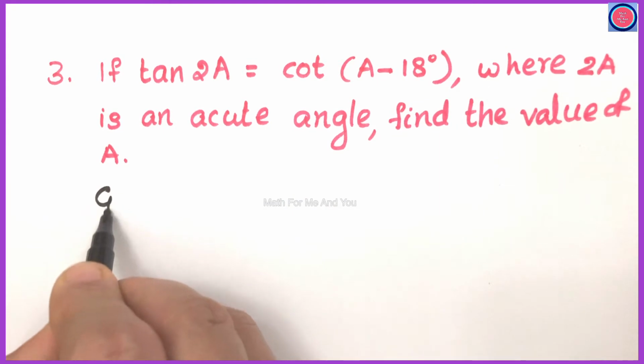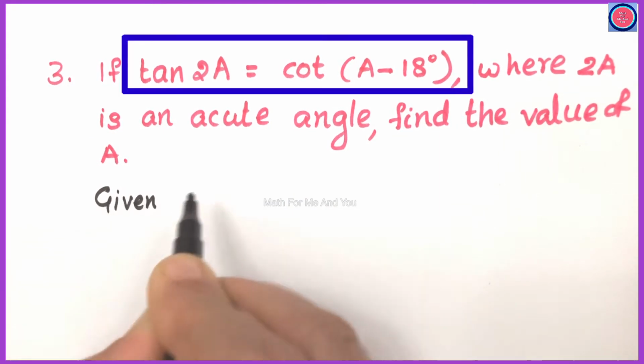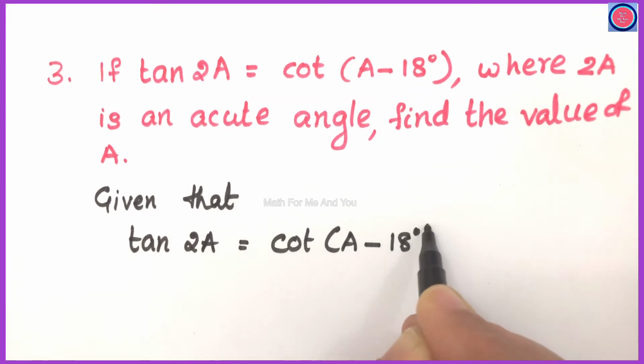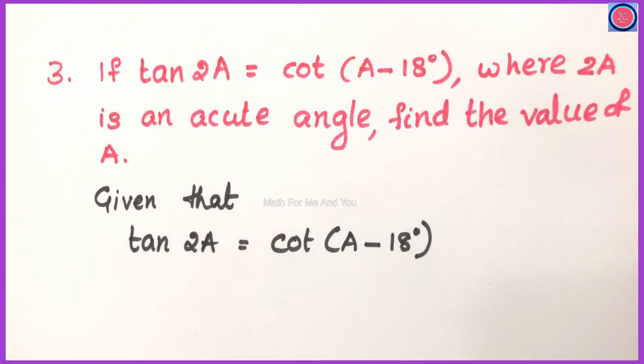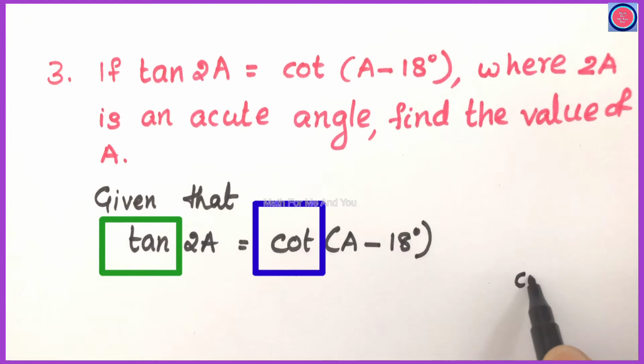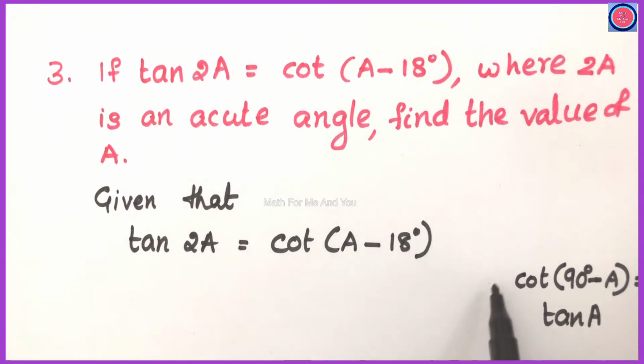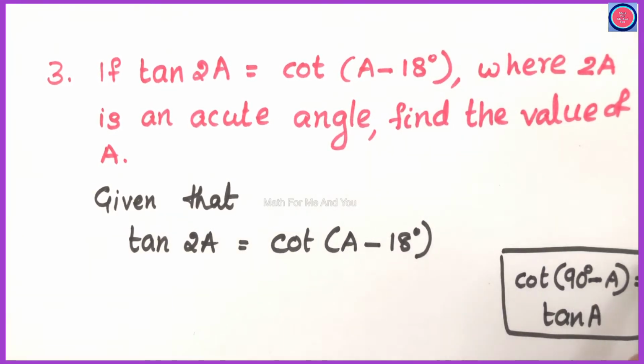We could start from the given statement, that is tan 2a equals cot (a minus 18 degree). We need the value of a. To get the value of a, we need both sides having the same ratio. Here the ratios are not the same. We are going to change tan in terms of cot because we studied that cot (90 minus a) is equal to tan a. See here, cot (90 minus a) we write tan a. So we can write cot (90 minus 2a) as tan 2a.